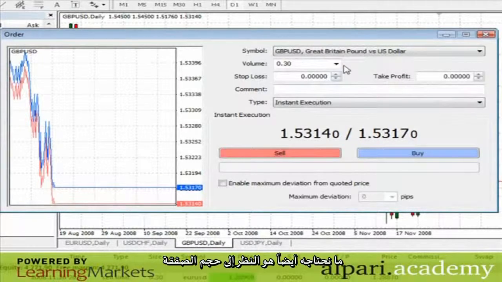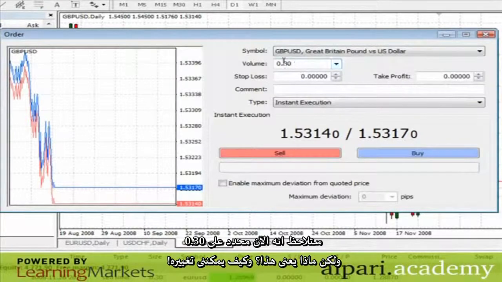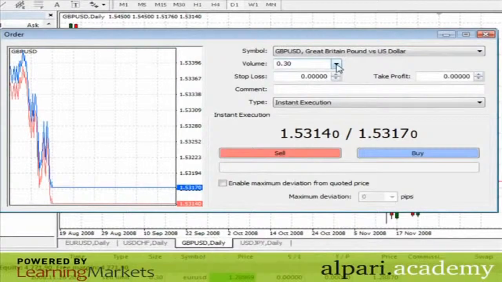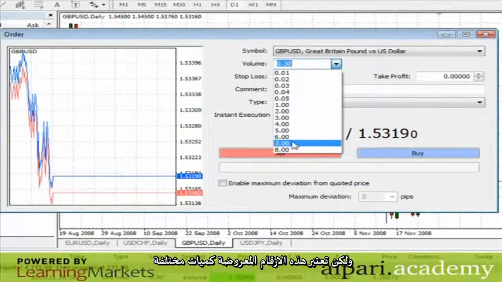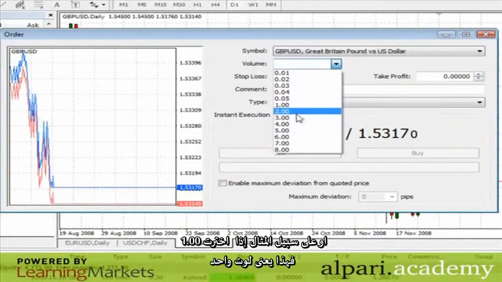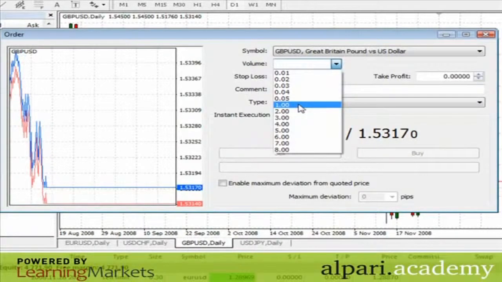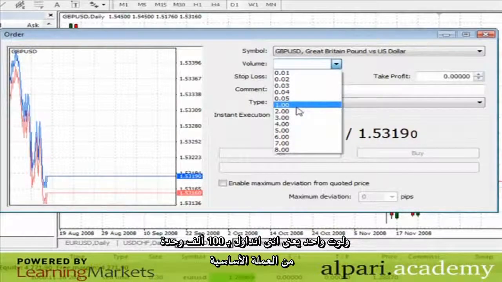The next thing we need to take a look at is the volume pull-down box. Now you'll notice that right now it's set at 0.3, but what does that mean exactly and how can I change it? You'll notice that if I pull this down I have some automated selections, and each of these represents a different trade quantity. For example, if I've got 1.0, that's one full lot. So one full lot means that I'm trading 100,000 units of the base currency.